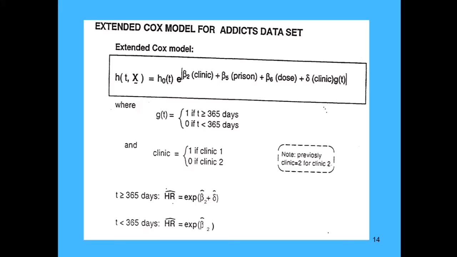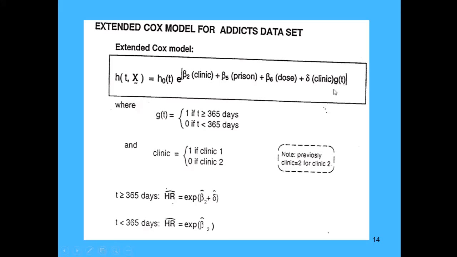Well, you have to look at the predictive variables that are in the model. One of them is clinic, a time-independent variable. Another one is prison status, whether they had any prison record or not. Another is dose, the maximum methadone dose, which is a continuous variable. And then there's this variable: clinic times something called G of T. Can you tell from what I've written what kind of variable this is? It's a time-dependent variable. Why? However I've defined G of T, it's a time-independent variable times some function of time. And I define the function here.